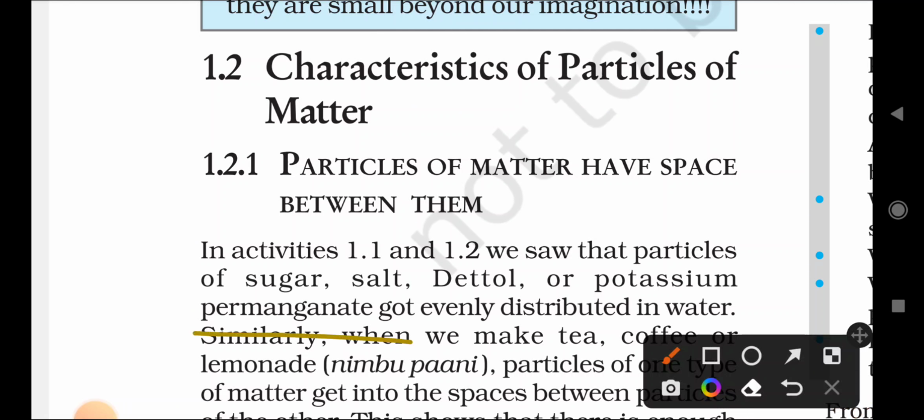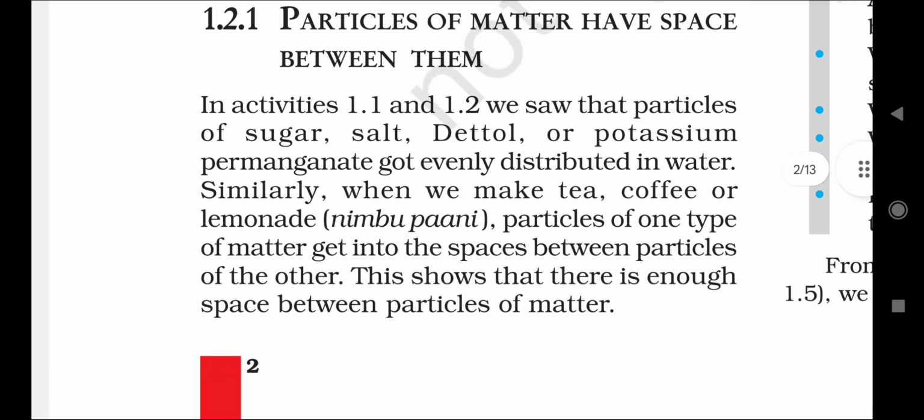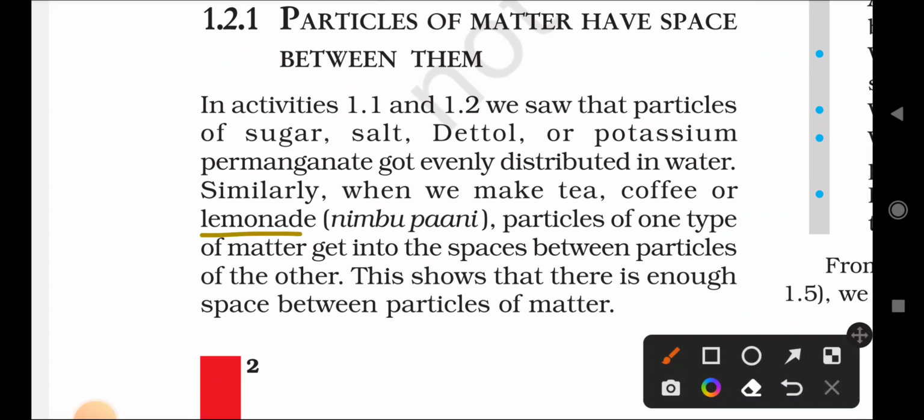Similarly, when we make tea, coffee or lemonade, nimbu pani, particles of one type of matter get into the space between the particles of another. Whenever you mix two types of substances, or add a substance into another solution, the substance will take the place between them. That means they have space between them, and that is why they mix completely. If they did not have space, they would not mix. Examples are tea, coffee or lemonade.